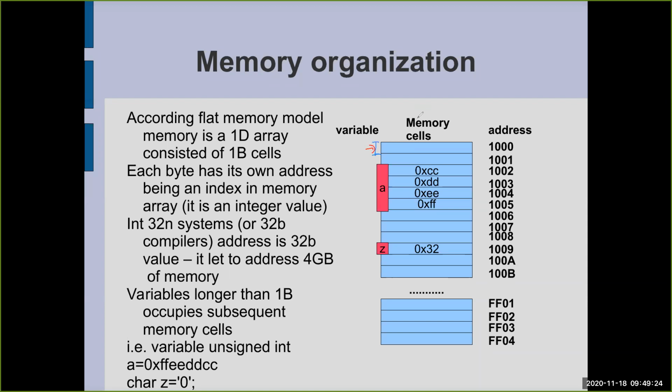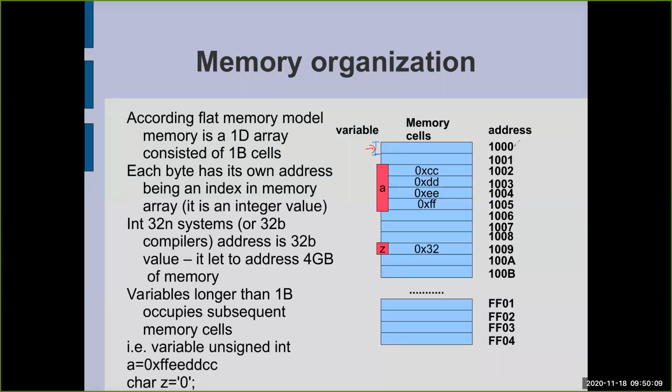Frankly, in 32-bit architecture, we can read at least 4 bytes. In 64-bit architecture, we can read at least 8 bytes. But from the perspective of a programming language, the smallest amount of memory which can be addressed, so read, is 1 byte.